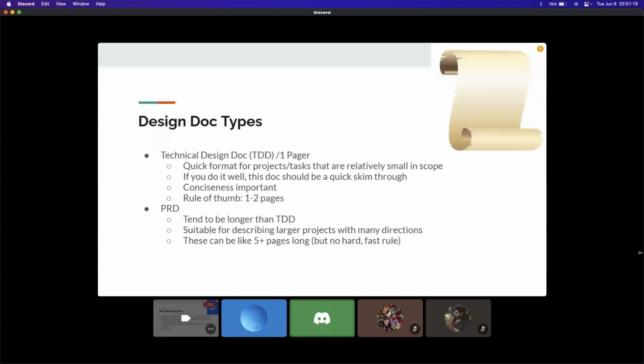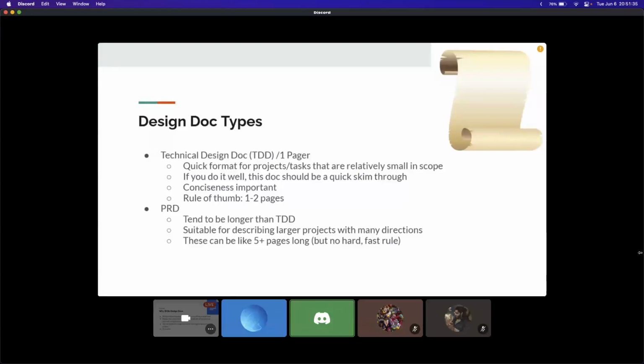Again, with TDDs and PRDs, the key is conciseness. If you had to take anything from design docs, being concise and succinct is very important because it helps the reader understand your project better. Yeah, so that's what a TDD and a PRD is.